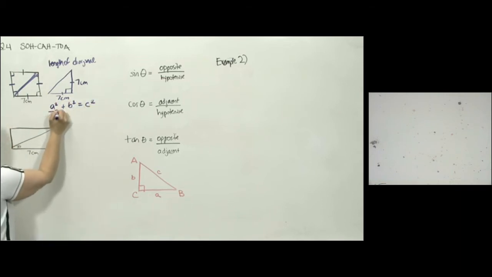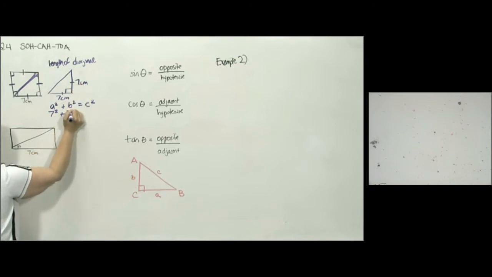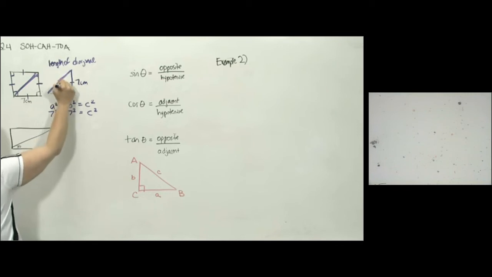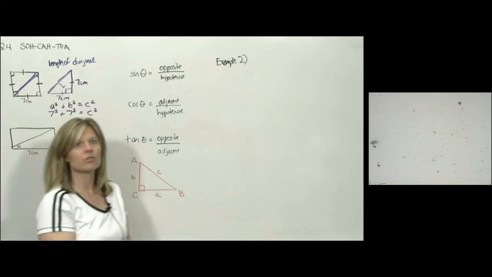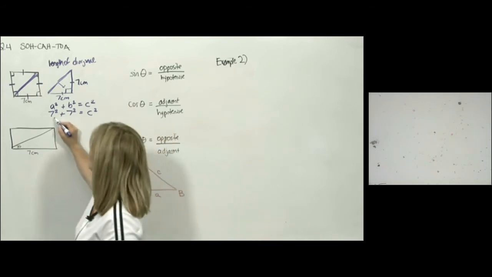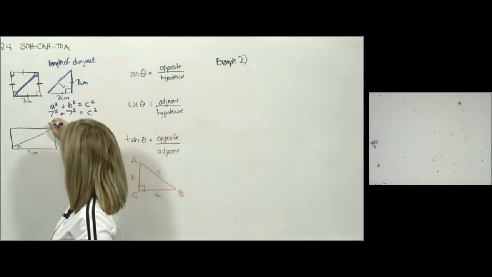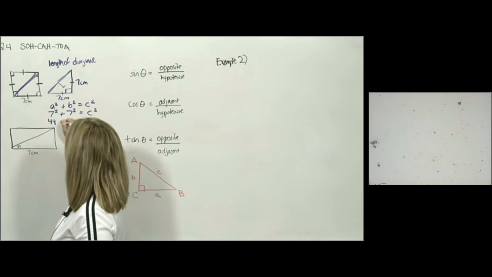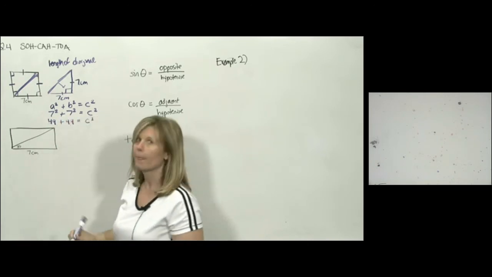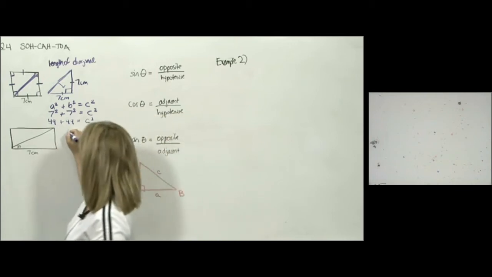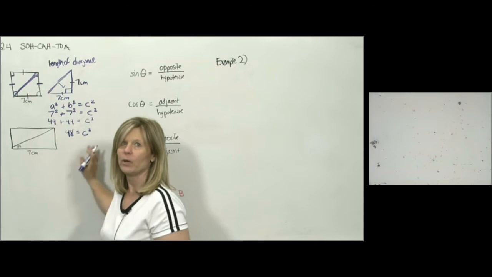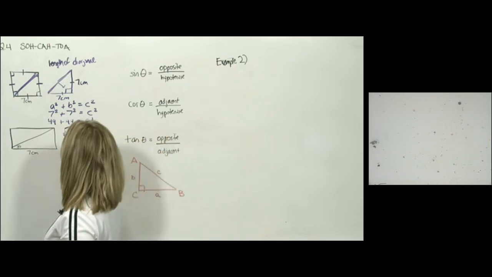And if a is 7 centimeters and b is 7 centimeters, we could find the length of the diagonal, which happens to be the hypotenuse. Because we know the hypotenuse is always across from the 90-degree angle. So if we do our geometry, 7 squared is 49. 7 squared is 49 equals c squared. We'd add up 49 and 49 and get 98. That equals c squared. We get rid of the square by doing the square root.